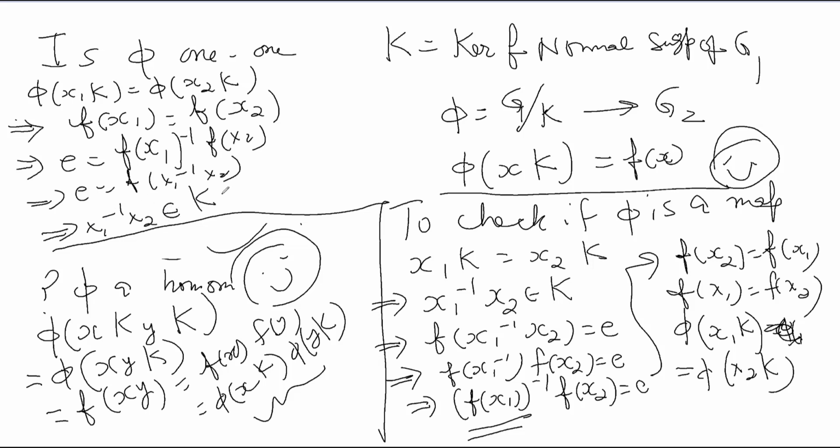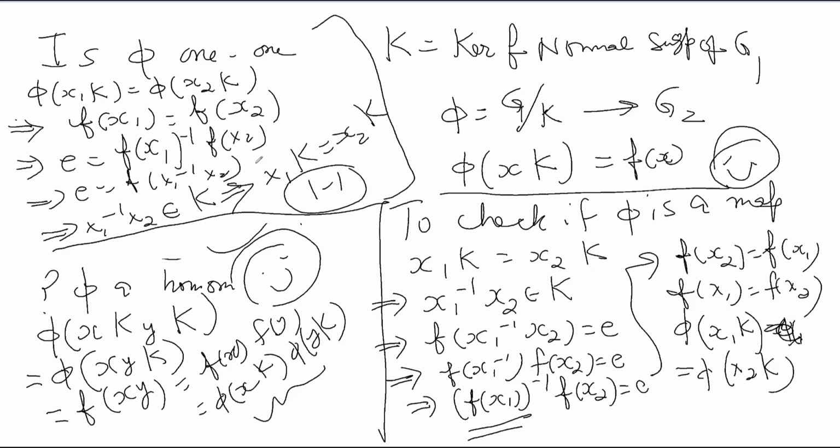x1 inverse x2 is in K, and again remember that was the criteria for x1K to be x2K. All right, so what did we see? We see it is 1-1.